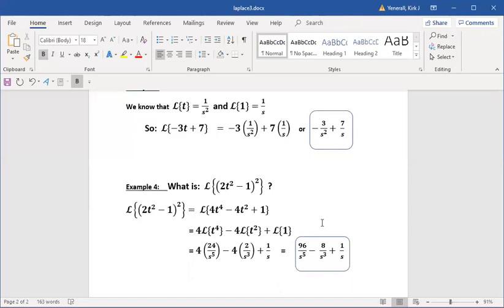Those are some examples of finding Laplace transforms using core results that we've established and using the linearity property of the Laplace transformation. This linearity property is immensely useful, and we'll be continuing to use it heavily as we move forward.